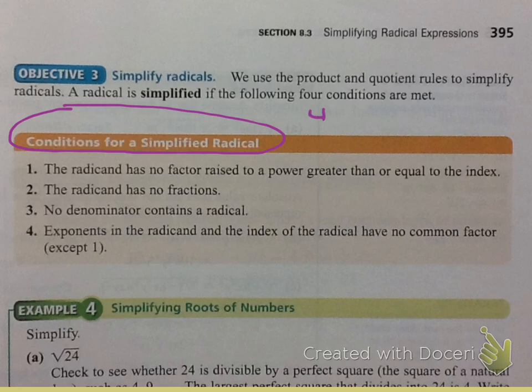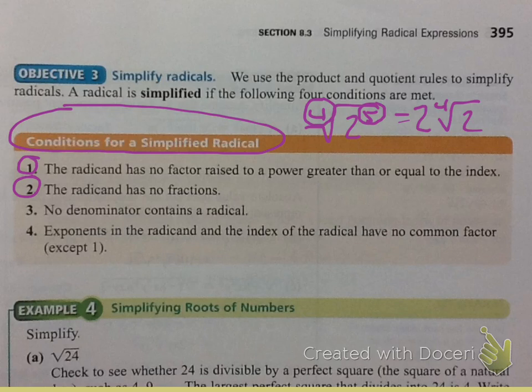Let's say we had the fourth root of 2 to the 5th power. Well, we would know that we could simplify that. So the radicand has a power higher than that of the index. That would indicate that this could be simplified further, and it would mean that somehow I would be able to pull a 2 out of this radical. And we know that this is the same as 2 times the fourth root of 2. So that's rule 1. Rule 2 is that the radicand has no fractions.